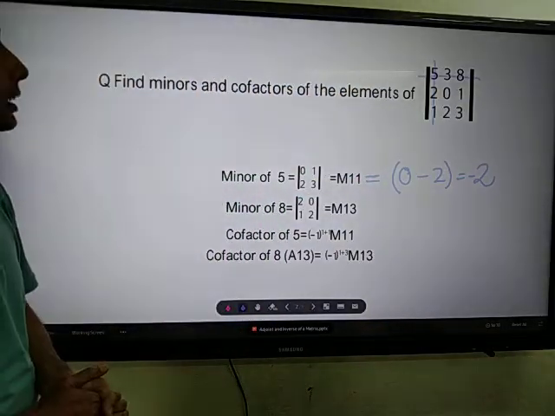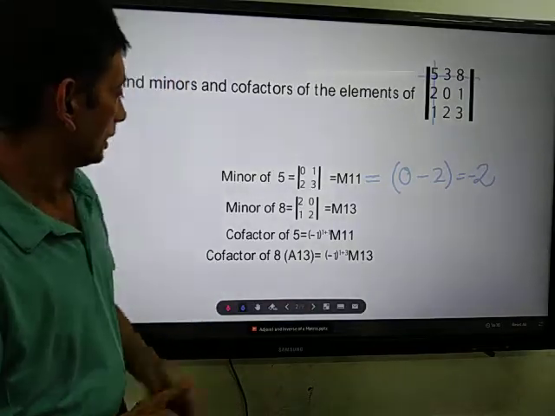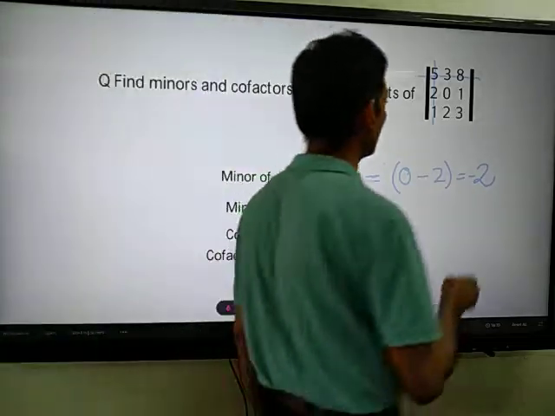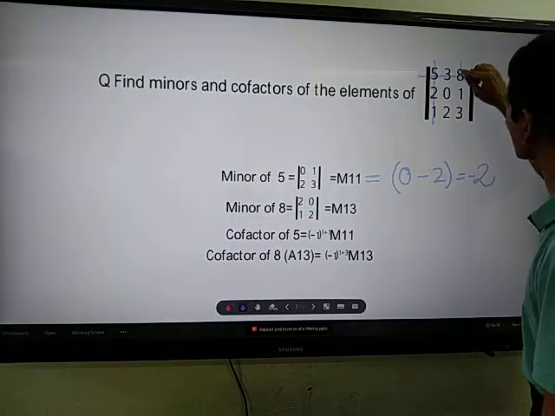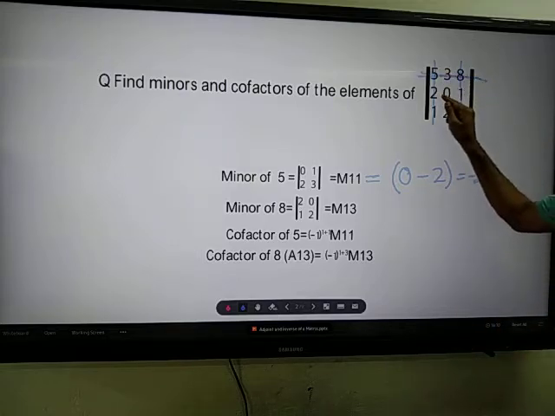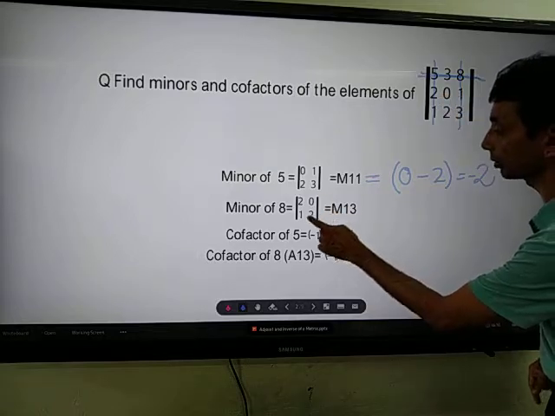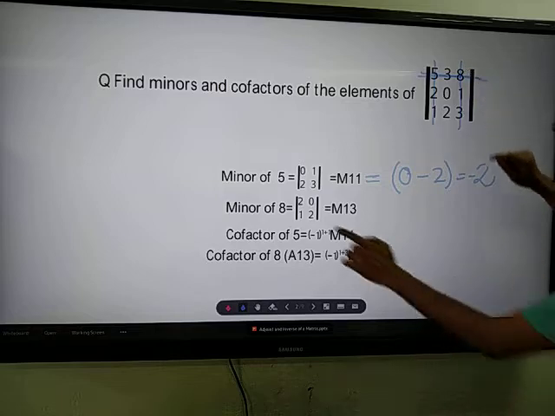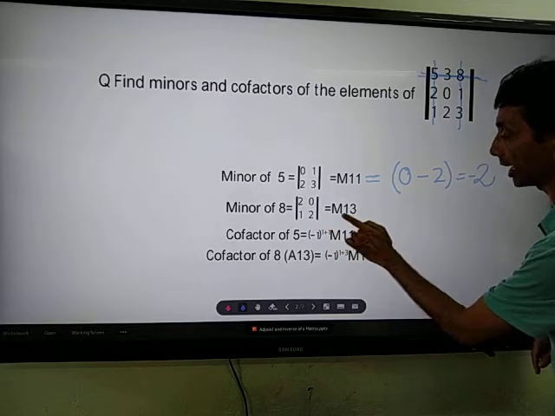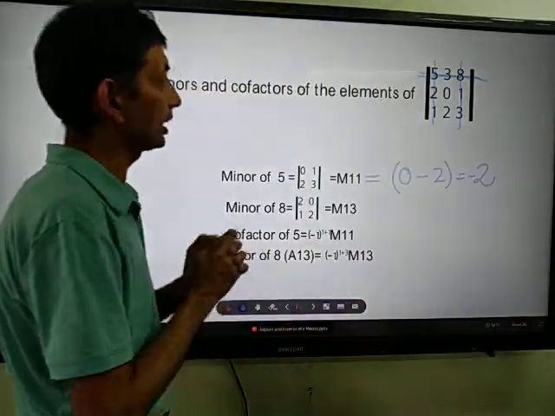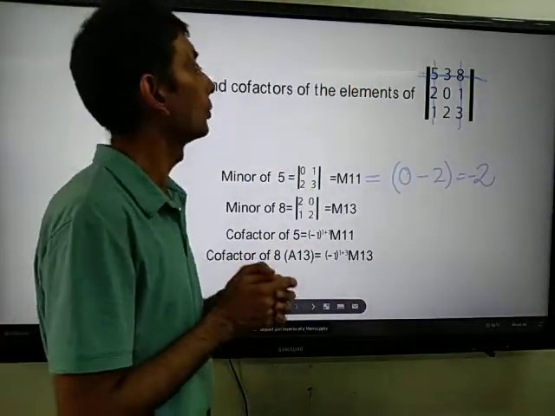Similarly, let us try to understand the minor of some other elements. Say, the minor of 8. In case you want to calculate the minor of 8, you will ignore this particular column and this row. Then what elements will be left? We will be left with 2, 0, 1, 2. What is the position of 8? The position of 8 is 1, 3. Therefore, the symbol for the minor of 8 is M13. M is the symbol for minor and A, capital A, is the symbol for cofactor.